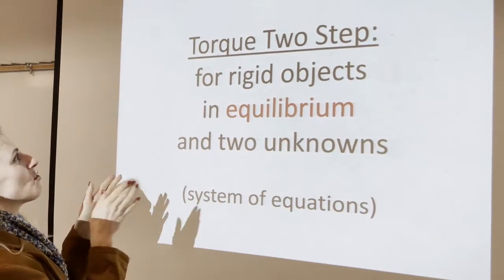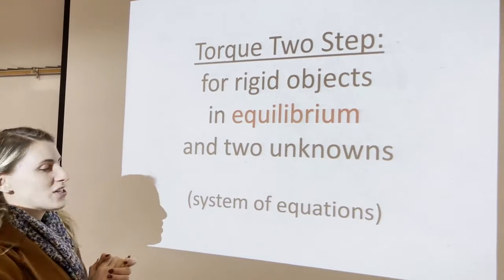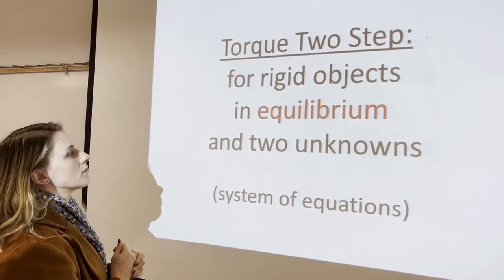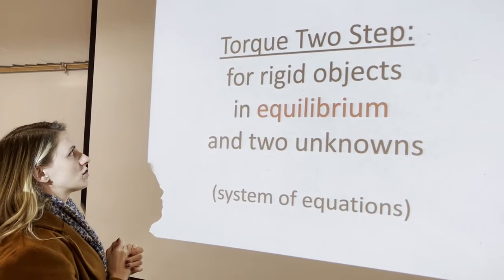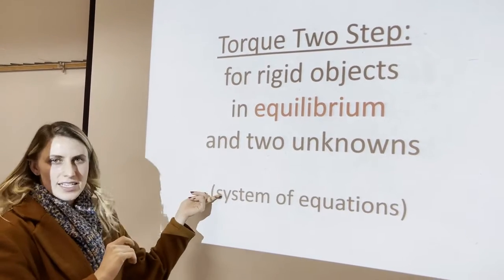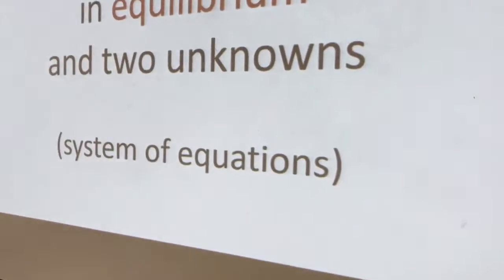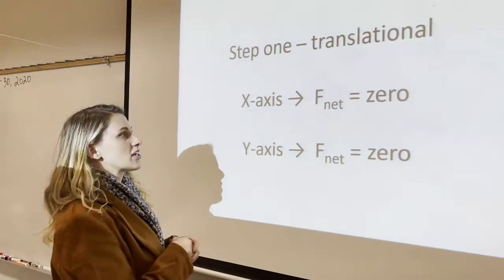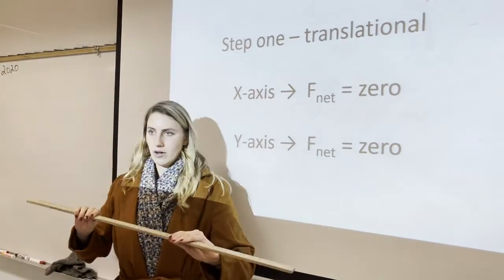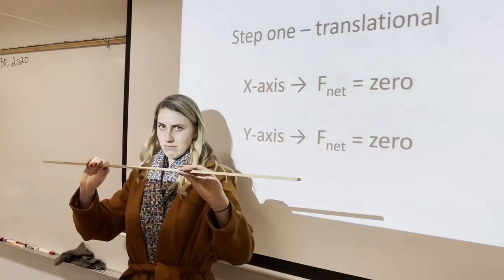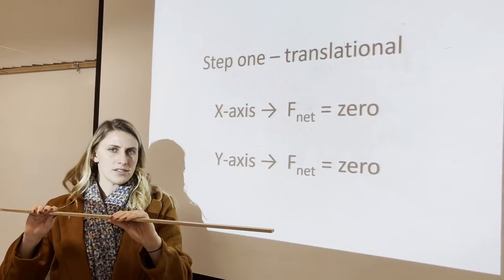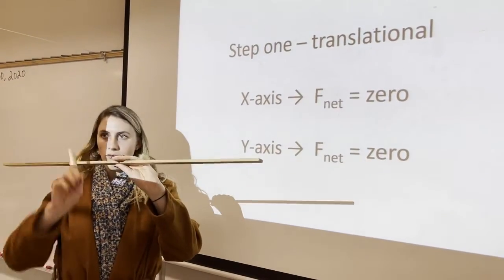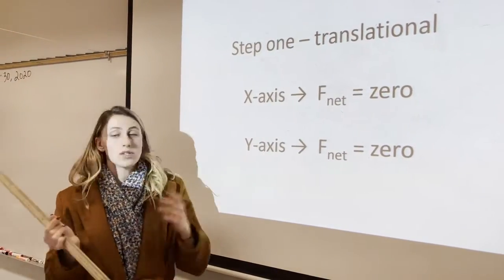Okay, so this is just review of the torque two-step, with the diving board that we talked about yesterday. For rigid objects in equilibrium with two unknowns, we use the torque two-step, which is that system of equations, with a plural for equations. Step one, you have to look at the translational motion, translational being all points move parallel to each other, and it's a non-accelerating system. In the x-axis, the net forces are 0, and in the y-axis, the net forces are 0. So that means you can set stuff equal to each other.